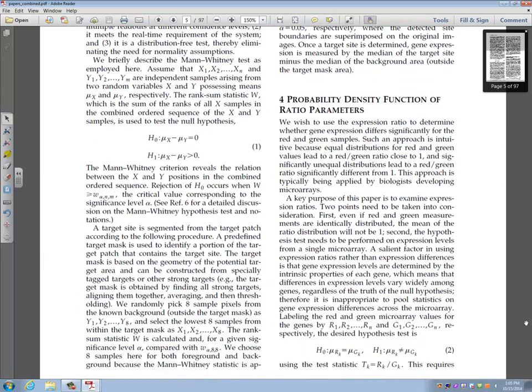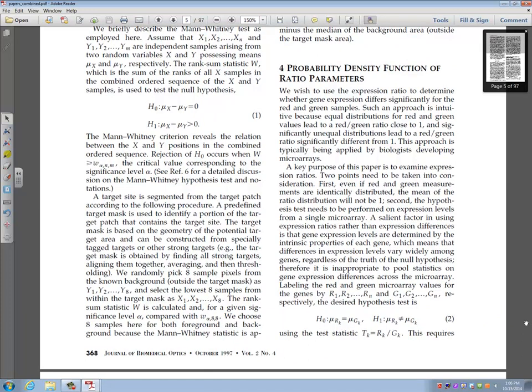Okay, so you finished the Mann-Whitney test or the rank sum test, and now you have to get the probability density function of the ratio parameters.